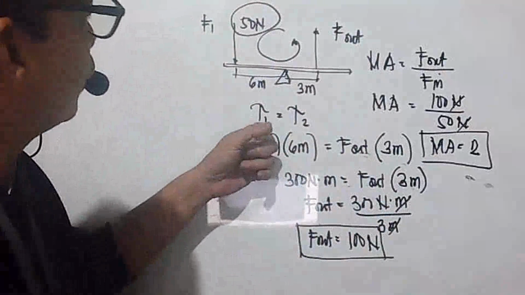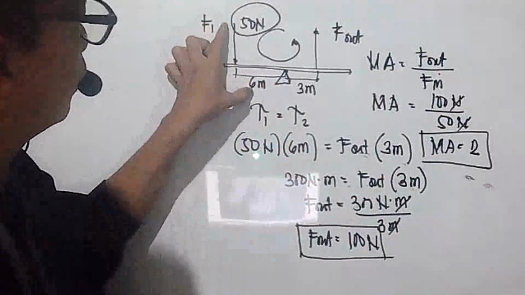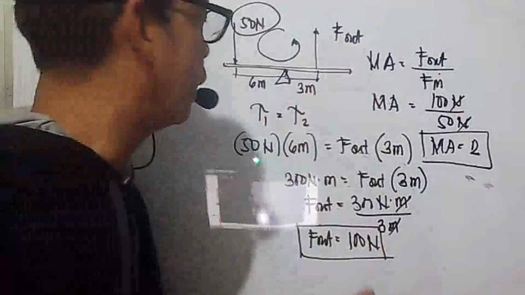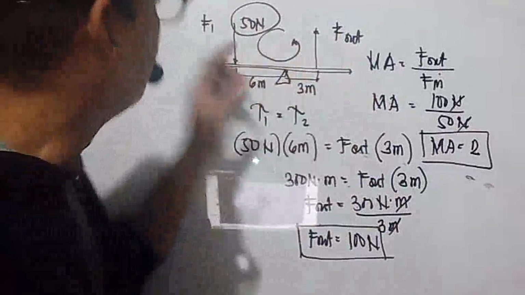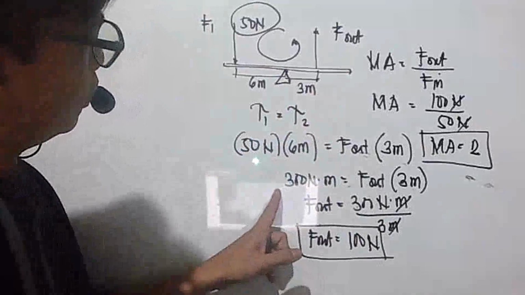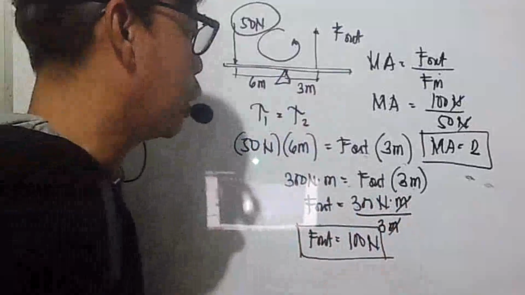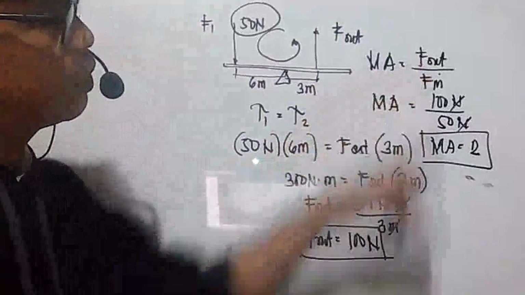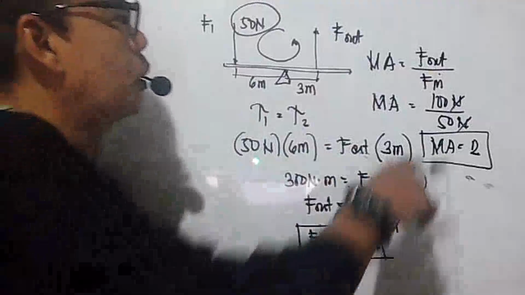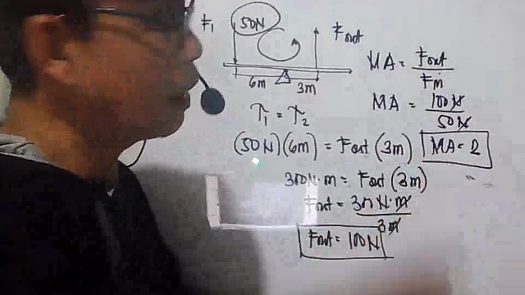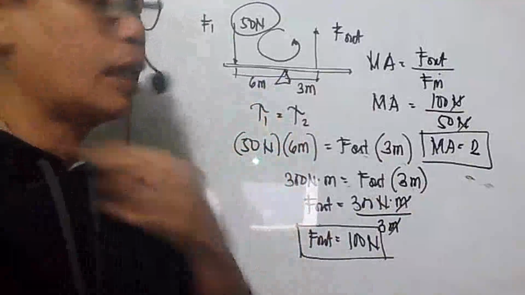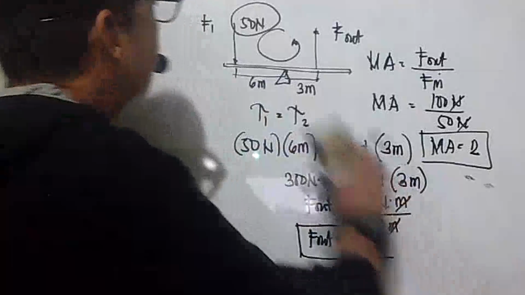Solving for T1, it is 50 multiplied by 6. And then force out, we're looking for this one, its equivalent force at a distance of 3 meters. So in the solution, we get 100 newtons. Mechanical advantage is your force out divided by your force in. So it is equal to 100 divided by 50, or 2. So the force that you exerted was doubled using the system. Let's try another one.